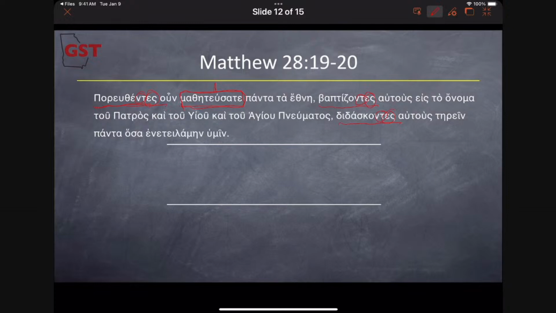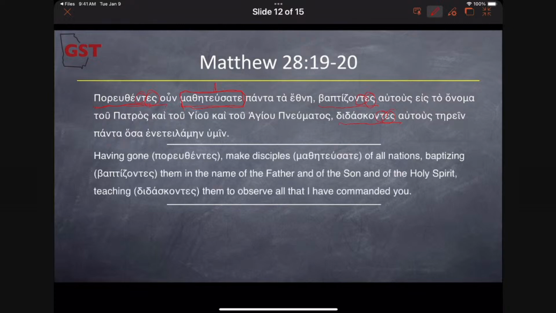Oh, that's gracious, David. That's how I would say it. Mathetusate. Mathetusate. That's it. Put the emphasis on the oo. All right, now let's do it in English because that makes it more fun.